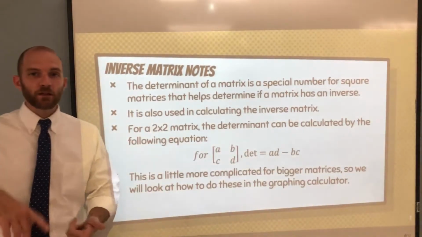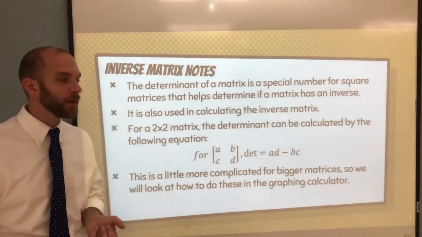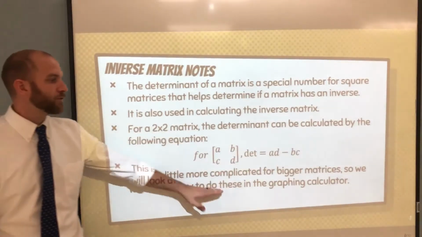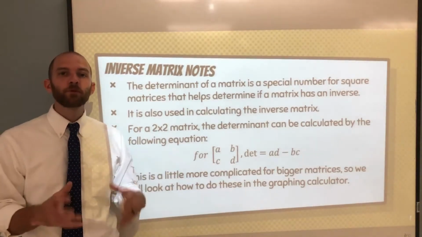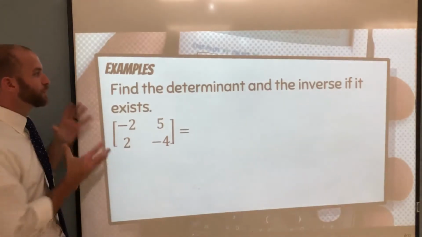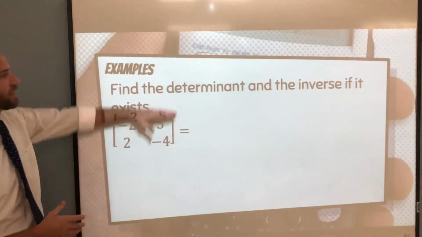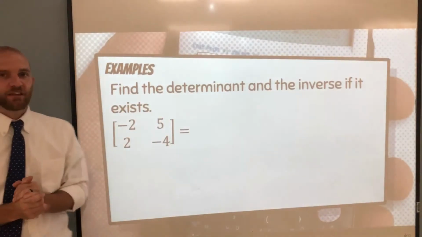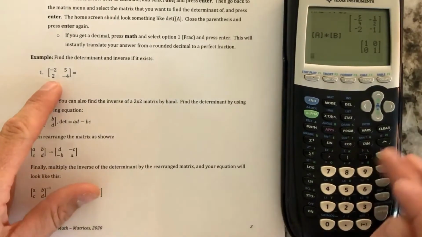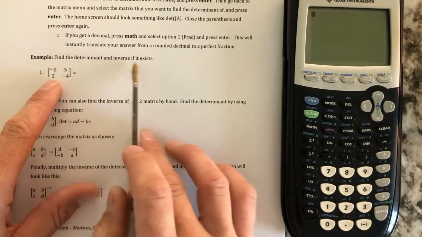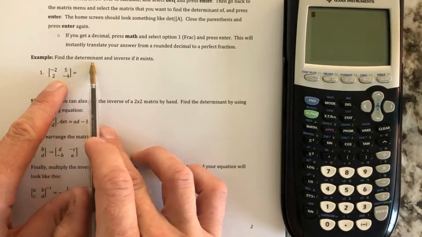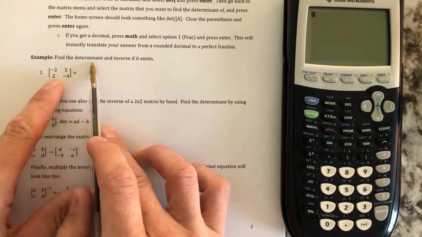It's a little more complicated if we get into 3x3, 4x4, 5x5 matrices, but this one's not too bad to do by hand. If the matrix is bigger than a 2x2, you probably want to do that in your graphing calculator. So we'll grab our graphing calculators and we'll do this example together. Find the determinant and the inverse if it exists. The example here says we want to find the determinant and the inverse if it exists. Now remember, the determinant determines whether or not an inverse is going to exist.